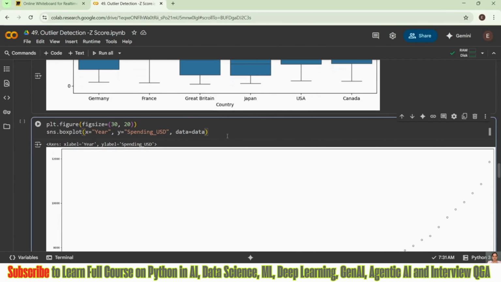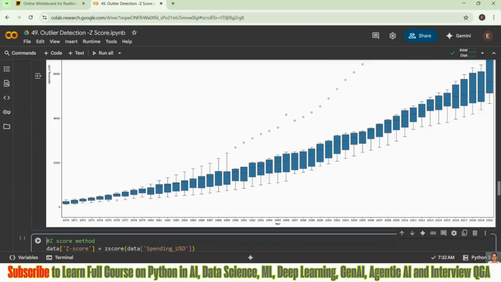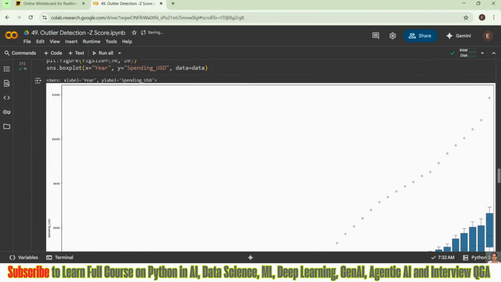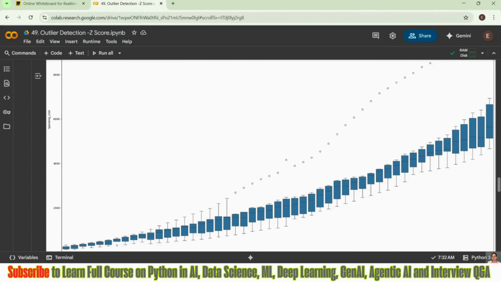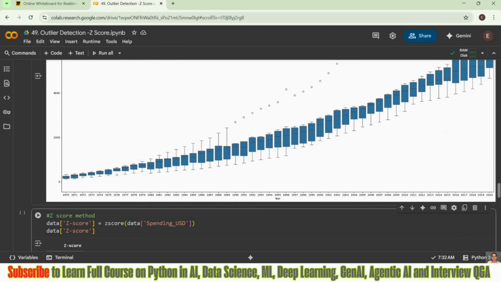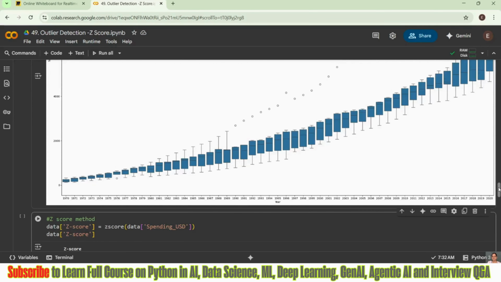outliers set. Then the next one I have taken is a box plot for year and spending USD. Here I have taken country with spending USD, and here I have taken year and spending USD. You can see that these are my outliers for these years. From here it is considering these as the outliers, and it is giving me all the years' data.